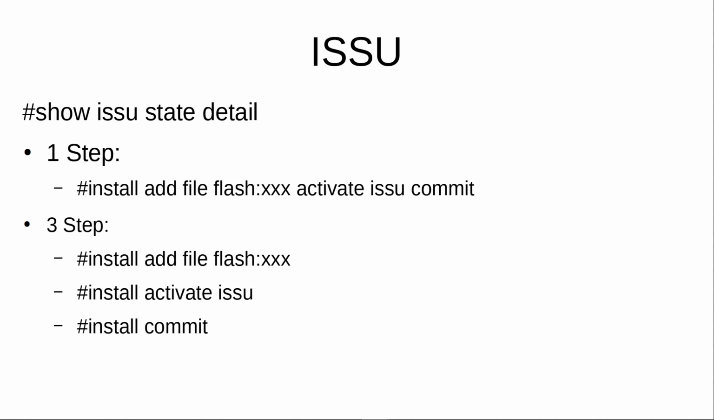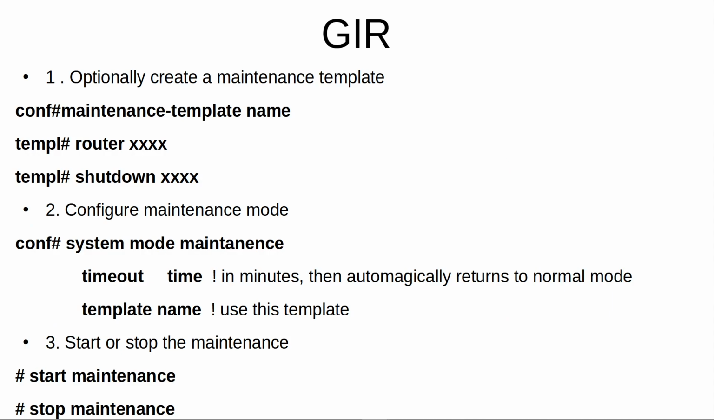And if you're going to use in-service software upgrade, you can see the status of an upgrade with this command, or you can execute it using a 1-step approach or a 3-step approach. When using graceful insertion and removal, you first optionally will create a template, then you will set up your maintenance mode, setting a timeout and which template you will use.